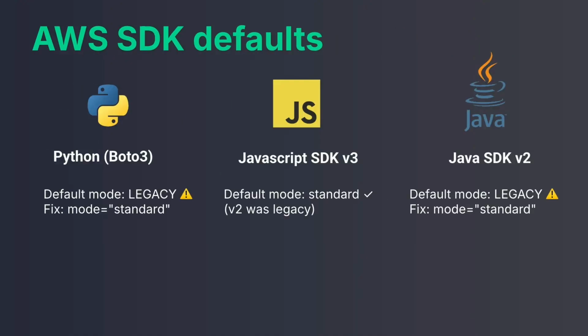AWS SDK for JavaScript version 3. Good news here. Version 3 of the SDK for JavaScript defaults to standard mode with 3 retries and jitter out of the box. If you are on version 2, you are on legacy, worth checking before you assume you're covered. And Java SDK version 2 defaults to legacy with up to 3 retries. You'll need to configure standard mode manually, same pattern as Boto3 in Python. The takeaway: check your runtime, switch to standard mode if you haven't, and consider adaptive if you're doing high volume work against DynamoDB or Kinesis.